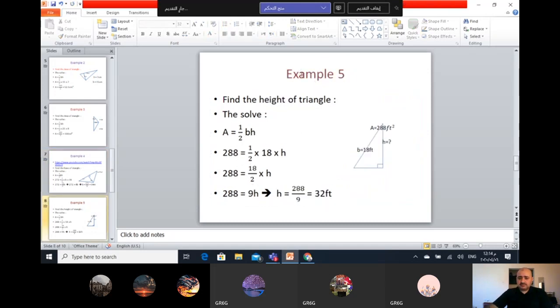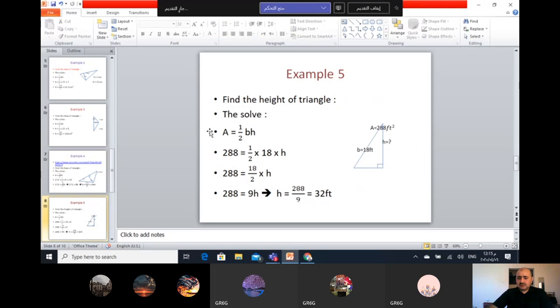Example 5. Find the height of the triangle. As you see here, we have a triangle. We know the area of this triangle, A equals 288 feet squared, and we have the base equal to 18 feet, and the missing value is the height. We want to solve for the height.